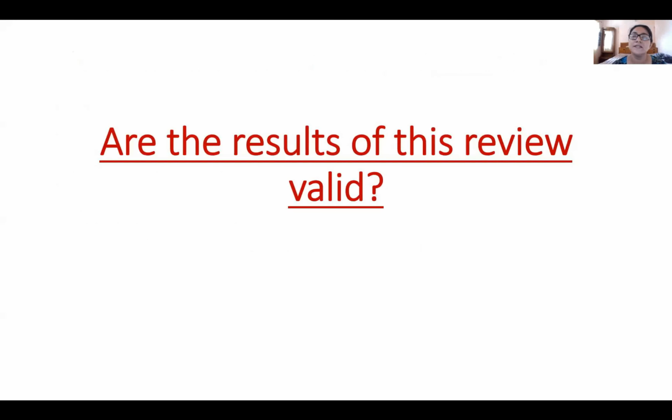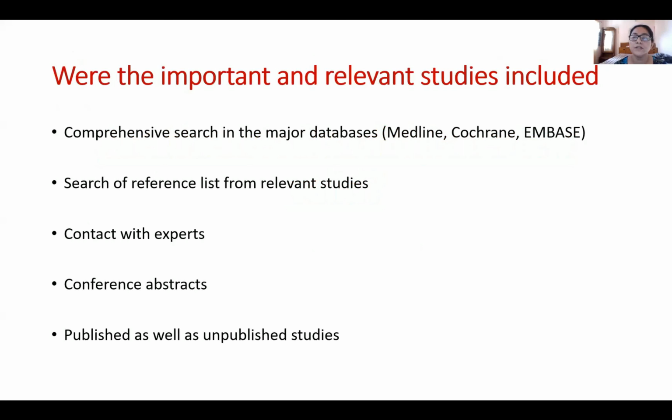The next question is, are the results of this review valid? What are the questions under this heading? Were the important and relevant studies included? What studies were included, and were the studies that were included important as well as relevant to the question of the review? For this, we have to see whether the authors have made a comprehensive search in all the major databases, such as MEDLINE, Cochrane, Embase, etc. We also have to see whether they have searched the reference lists from the relevant studies, and whether contact with experts has been made. In some cases, the authors can also establish contact directly with experts in that field.